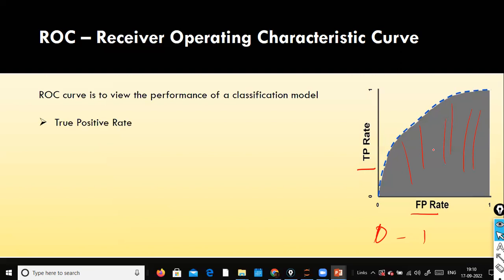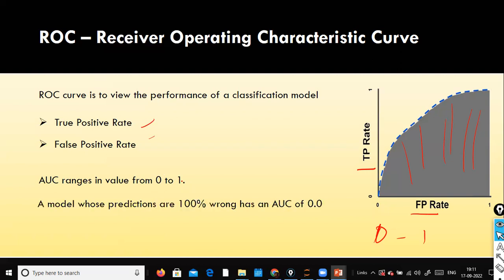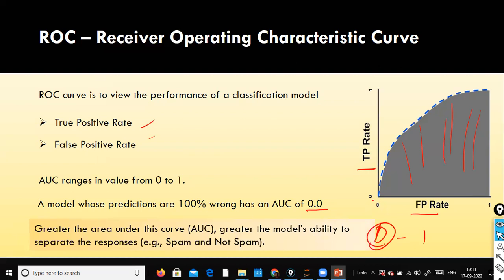This is to view the performance of a classification model. We have the true positive rate and false positive rate, which we'll pick up from the confusion matrix. AUC ranges in value from 0 to 1, as I said. A model whose predictions are 100% wrong has an AUC of 0. So if you get 0, that is 100% wrong, your model is not at all predicting anything.